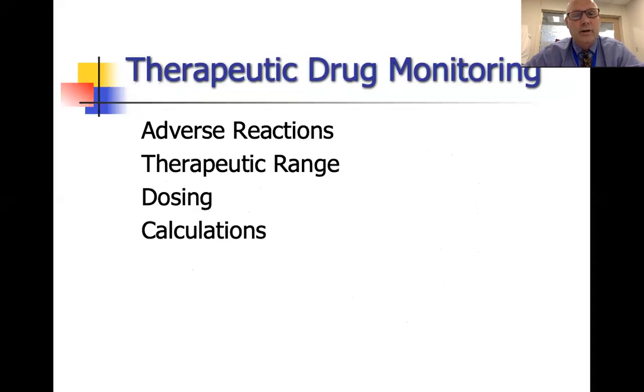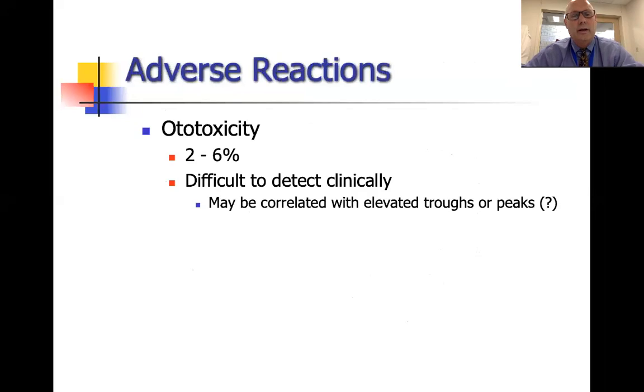So let's talk about adverse reactions and some therapeutics and then dosing and some calculations. So ototoxicity is something that can occur. Obviously, it's really difficult to detect clinically. It has been associated with elevated trough concentrations. And there's some controversy in terms of whether or not peak concentrations have any effect associated with ototoxicity.